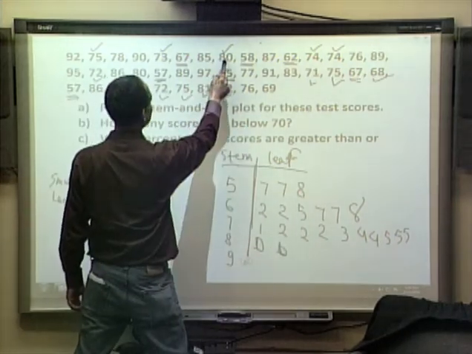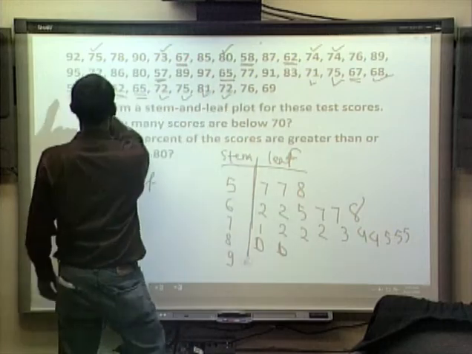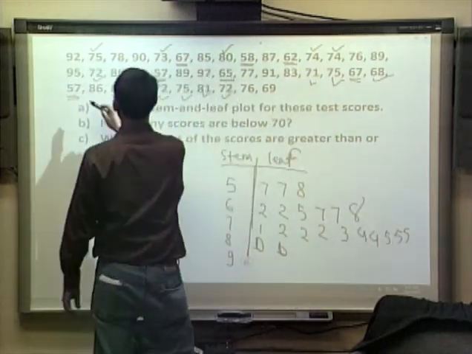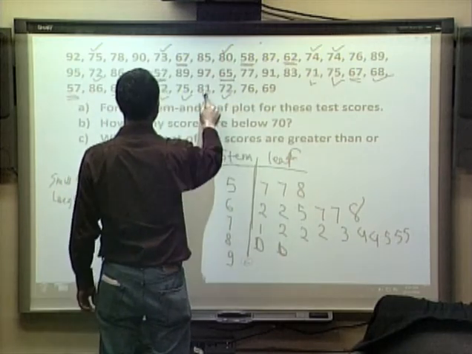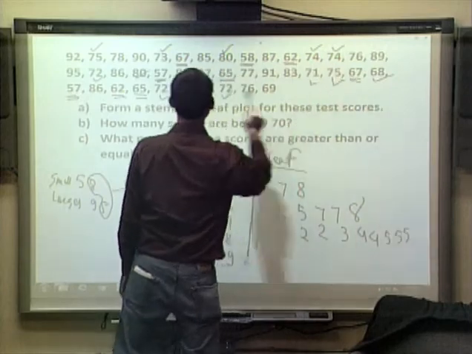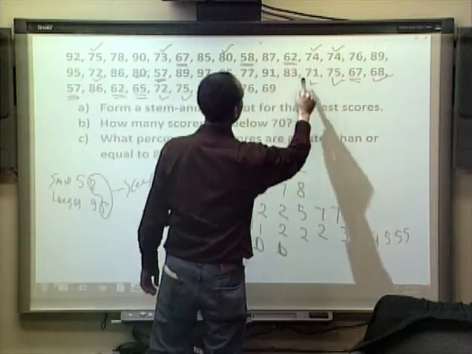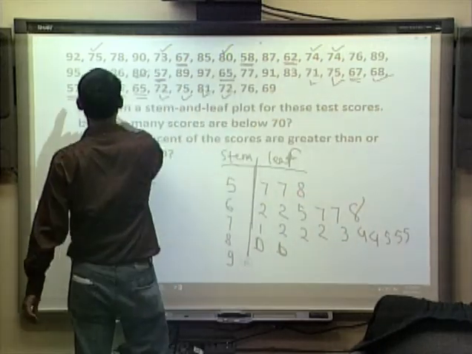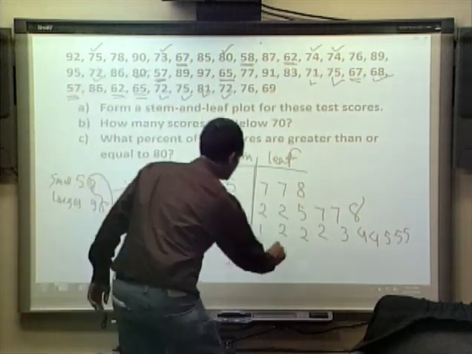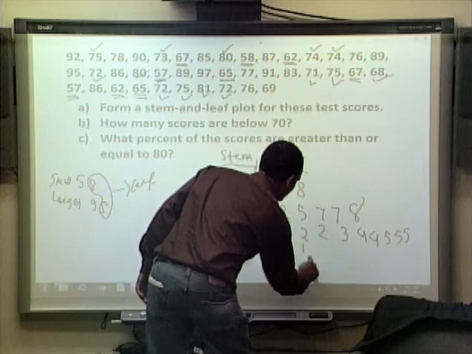So let me check 80s. Here is a 80. Here is a 80. No more 80s. Here is a 81. I don't see any more 81s. So that's the only 81. So only one 81, two 80s.